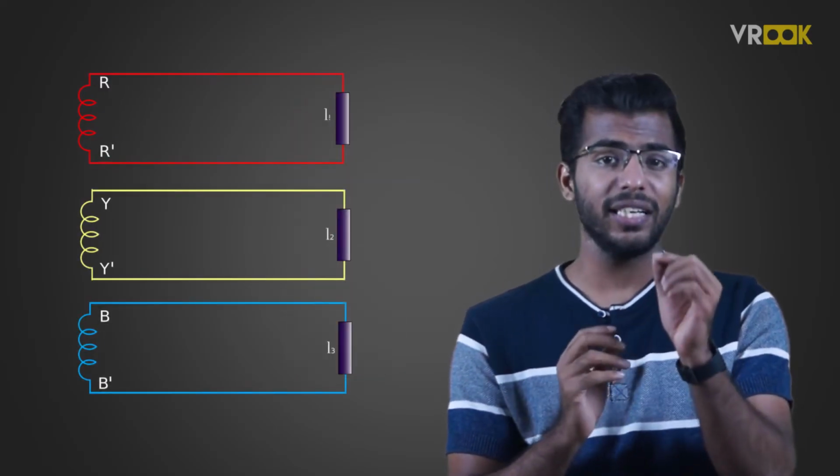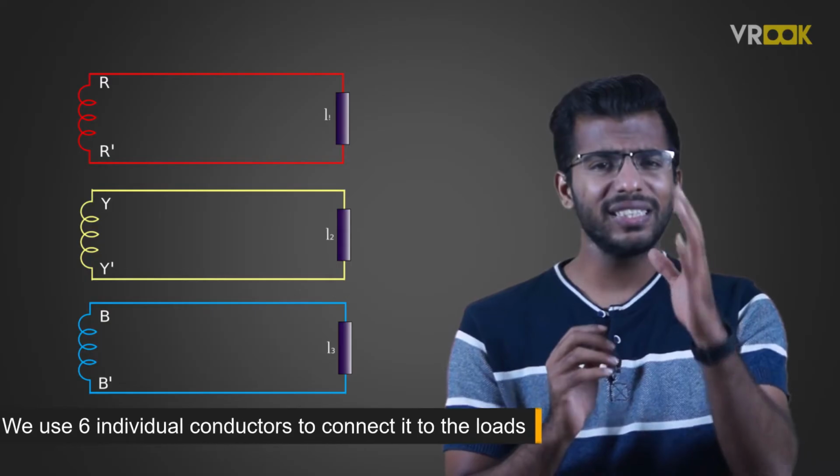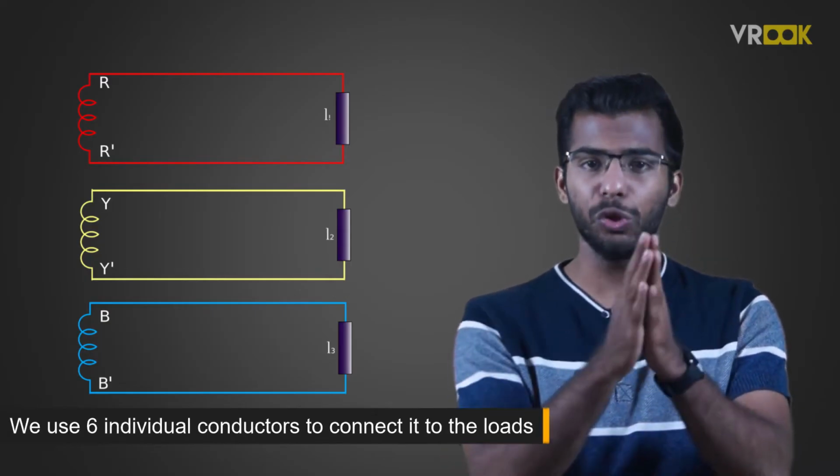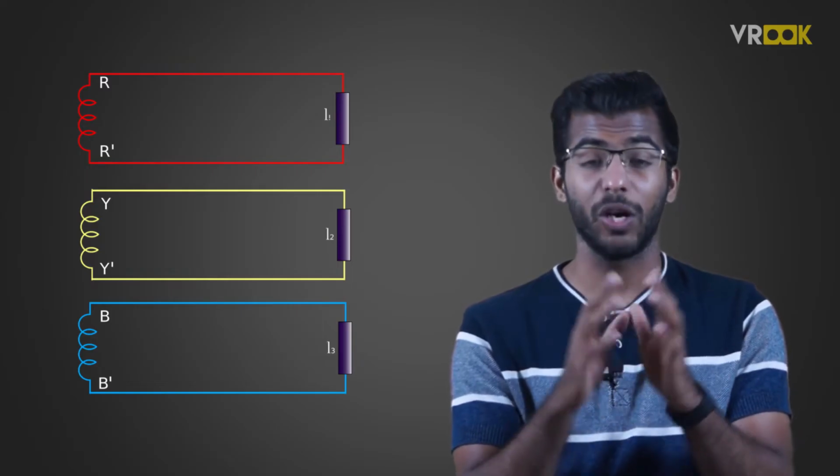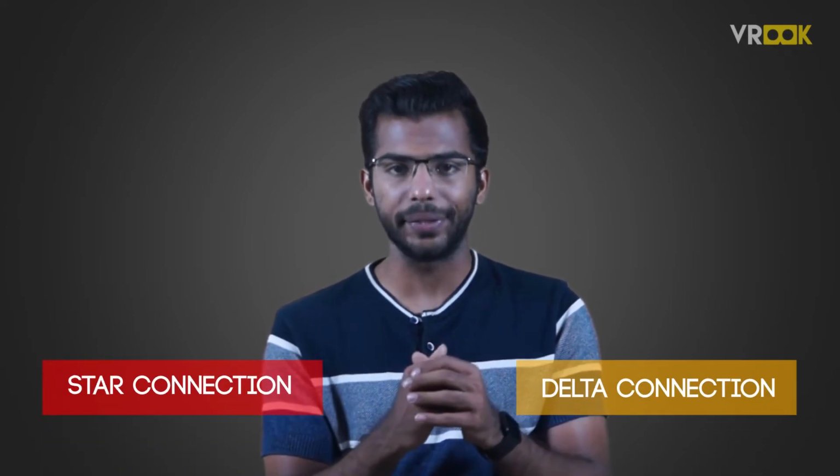In this isolated three-phase system, we use 6 individual conductors to connect it to the loads. This arrangement is expensive and also complex. It can be simplified by connecting the wires in a different way. Depending on the interconnection of the wires, there are two kinds of three-phase systems: star connection and delta connection. Let us look at star connection.